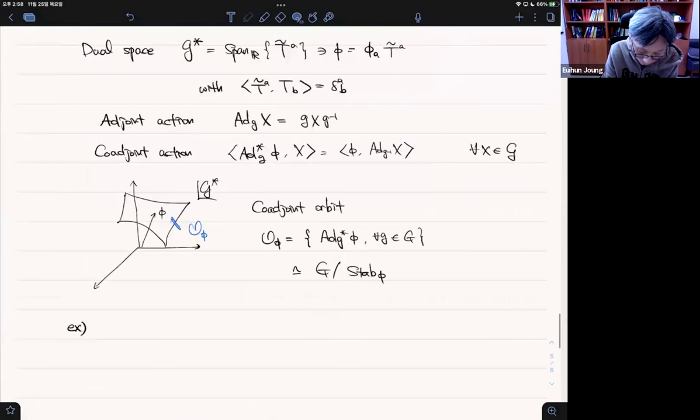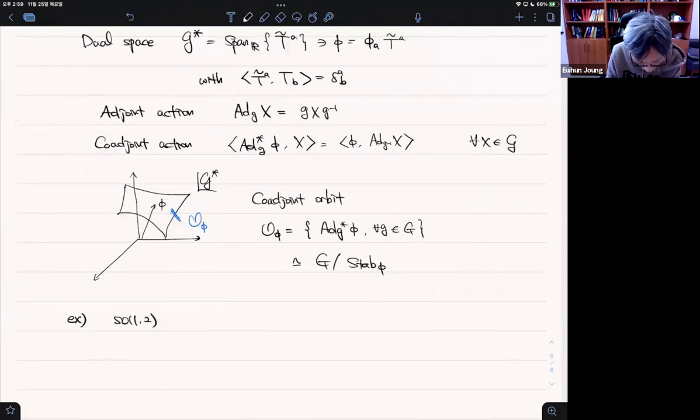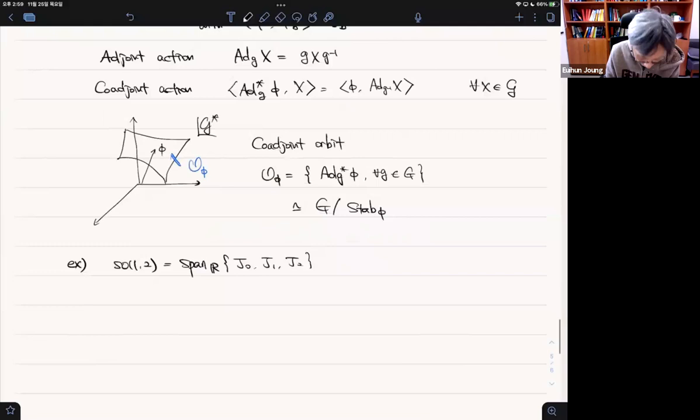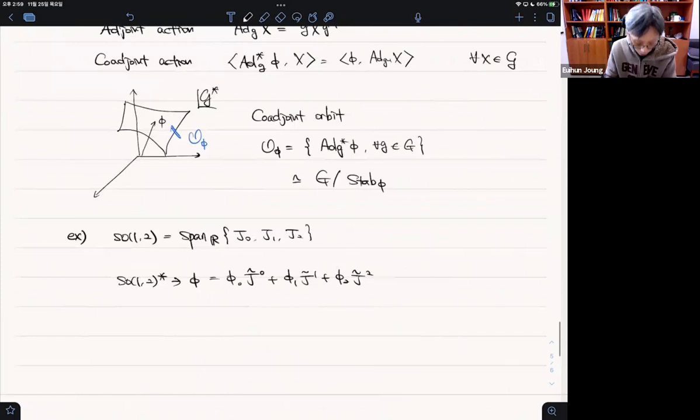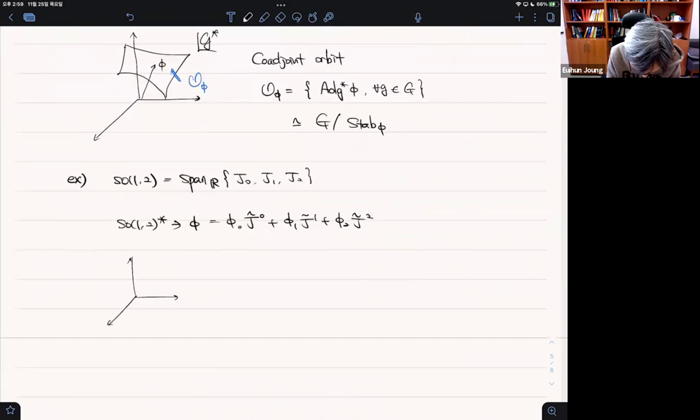So now let's consider a simple example of SO(1,2), which is spanned by three generators, J0, J1, and J2. And then SO(1,2) star is the coadjoint space. Some phi can again be identified with the dual basis like that. Now we can put in a specific phi_0, phi_1, and phi_2 like that.